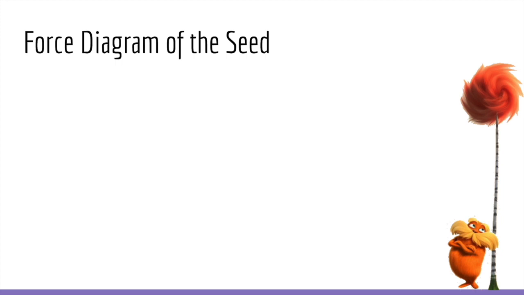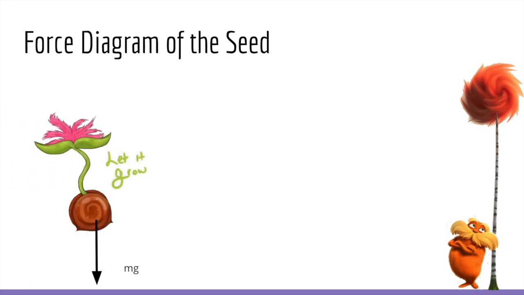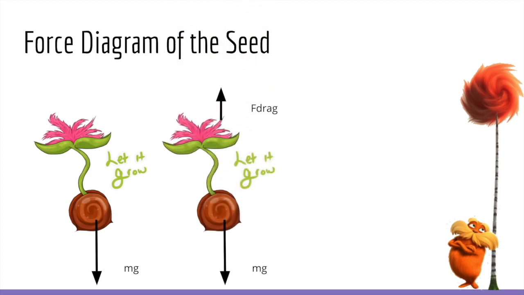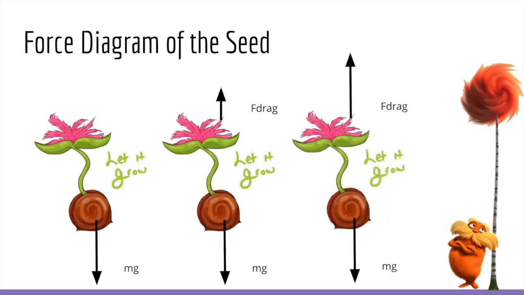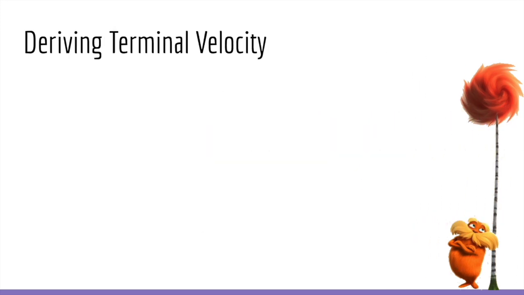Next, I have some force diagrams of the seed through different stages of its fall. First, we have just gravity acting on the seed, and then the drag force begins to act on it as it falls, and eventually the drag force will completely counteract the gravity, and the net force will be zero, and it is at that point which it reaches terminal velocity.